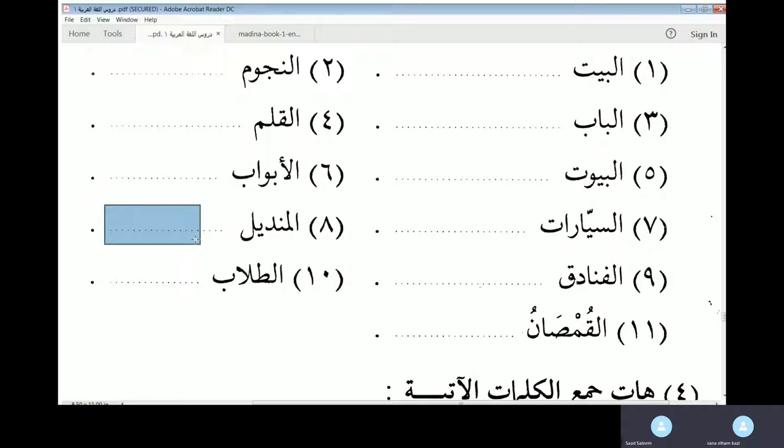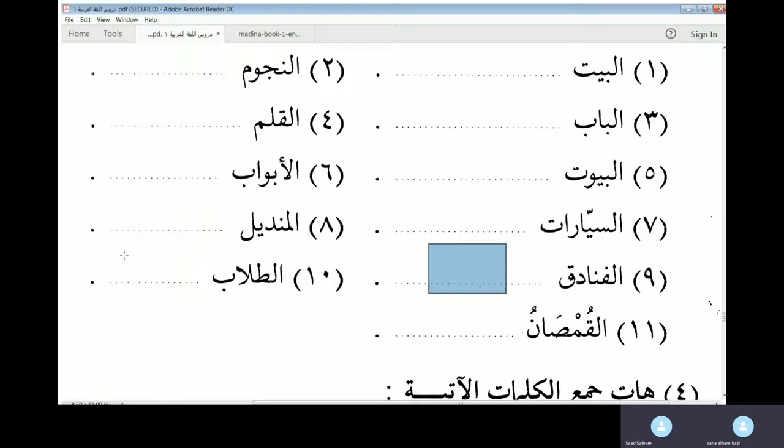Al-mindilu wasikhun. It is a masculine word, singular, masculine, non-intelligent: wahid, muzakkar, ghair aqil. Al-mindilu wasikhun. The kerchief is dirty.